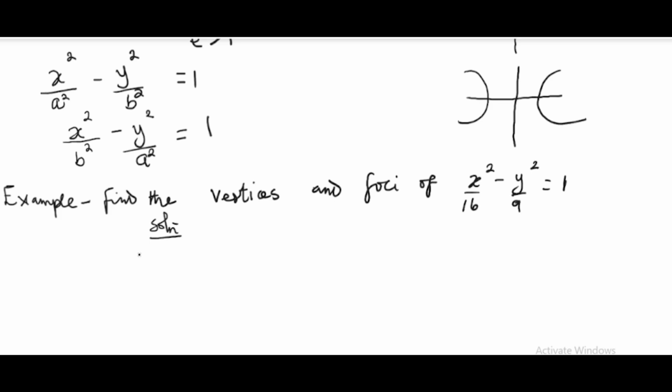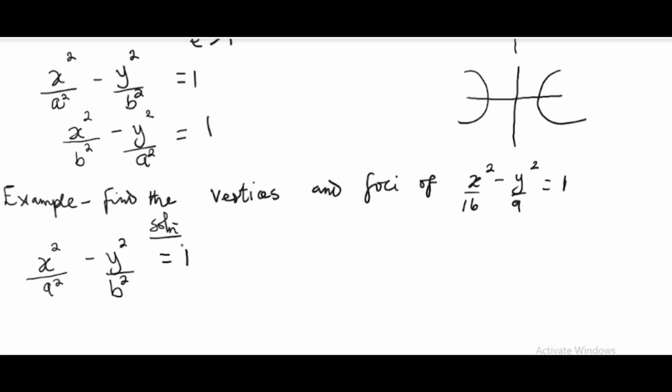The vertices and foci of that equation. So what do we do? The first thing to do is to write down the standard equation, which is x squared over a squared minus y squared over b squared.